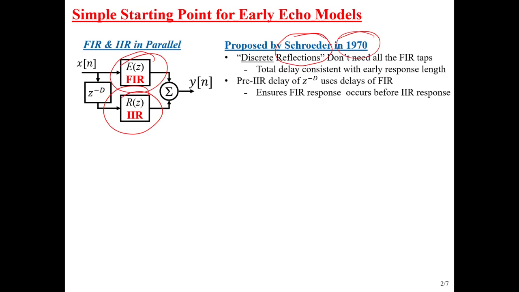So we alluded to these structures in the last note set. This is an FIR and IIR in parallel. You can see that the input goes into the FIR and into the IIR, and then you just sum them. And the idea is that the delay there just makes it so that the output here doesn't start until the output here ends. So you can see that the FIR part stops, and then the late reverb stuff from the IIR starts later. So we're using E for early and R for reverb.